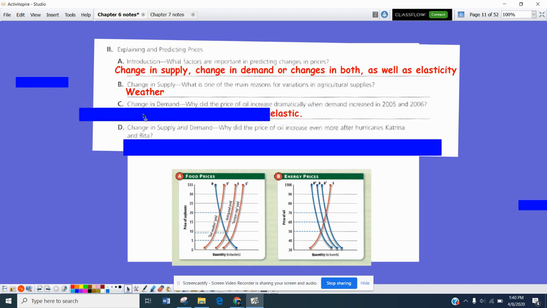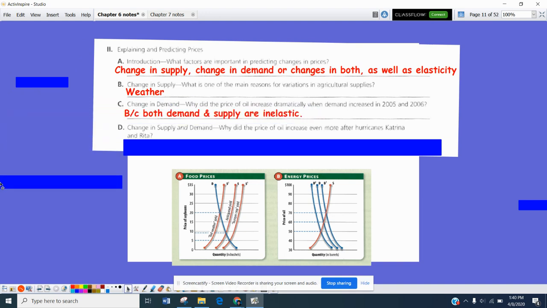Why did the price of oil increase dramatically when demand increased in 2005 and 2006? And this is because both demand and supply are inelastic. And letter D, change in supply and demand. Why did the price of oil increase even more after hurricanes Katrina and Rita?